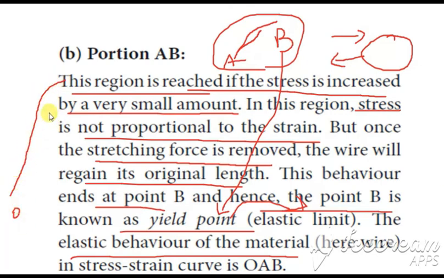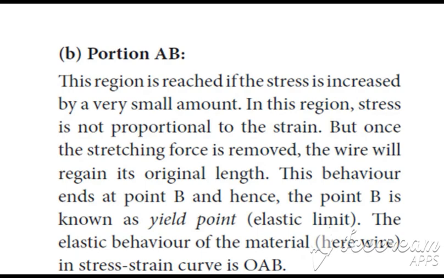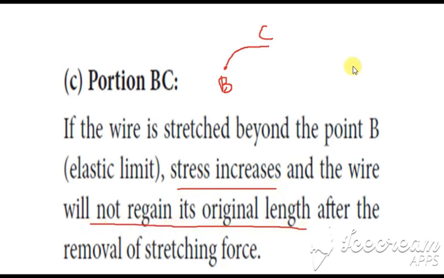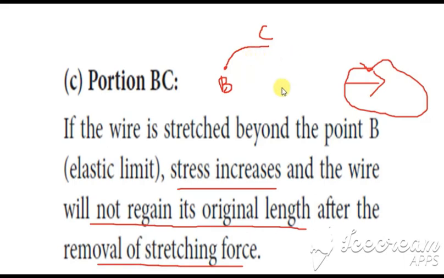OAB, and this curve is called the elastic behavior in this graph. Clear? Then next we have the portion BC. In the portion BC, if the wire is stretched beyond B, as we have seen already, B is called what? Elastic limit. So beyond B, if you increase the stress, what happens? Stress increases and the wire will not regain its original length. So the wire will not come back to its original length after the removal of the stretching force. So it will not come back to the elastic limit.